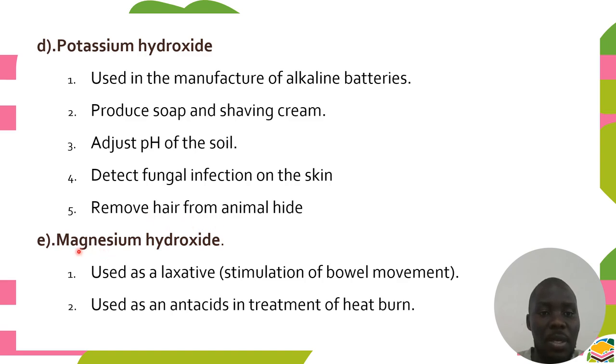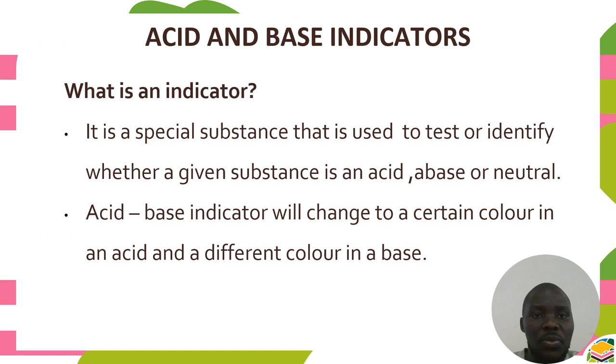The last one that we're going to discuss is magnesium hydroxide. It is used as a laxative or stimulation of bowel movement. It is used again as an antacid in treatment of heartburn. So those are the uses of bases which we discussed. Now from there we're going to look at acid and base indicators.